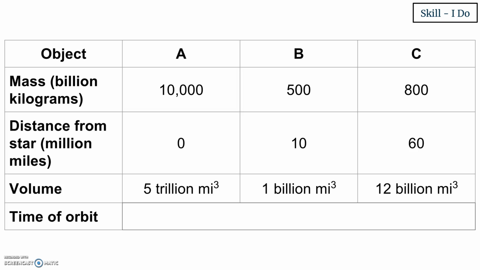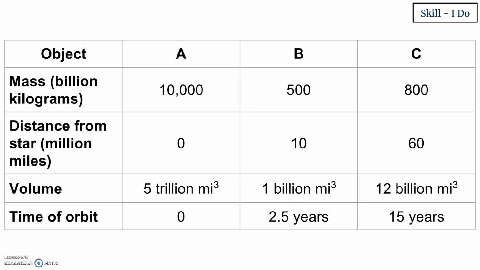I'm also putting in some information about volumes. Remember, volume is how much physical space something takes up. So the more volume, the larger the actual physical space of the planet. So if we were to think about which planet would be the largest, then we take a look at our three options. We would know that 5 trillion miles cubed would be the largest. So object A would be the largest. The smallest out of these options would be object B.